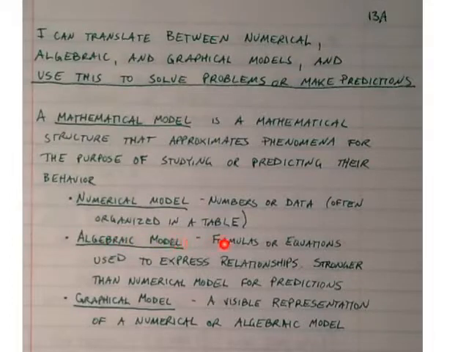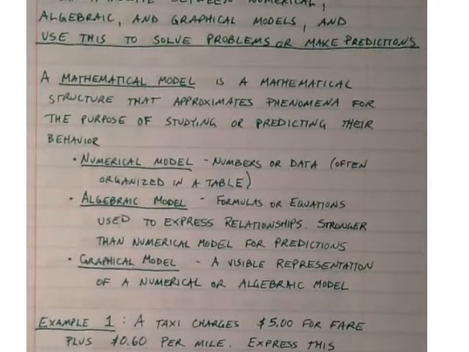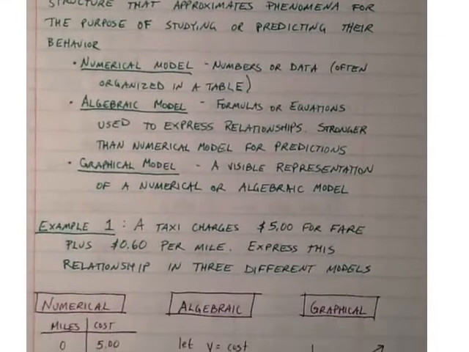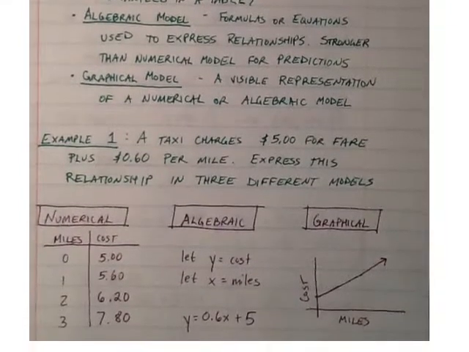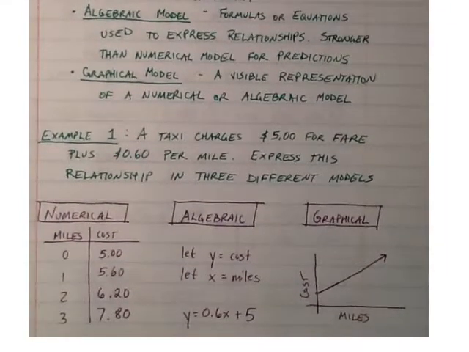An algebraic model is the formulas or equations that express relationships, and these are stronger than numerical models because they allow us to make predictions. You input a value and it spits out an output. And then finally we have a graphical model, which is a visible representation of your numerical or algebraic model. Oftentimes a graphical model is useful in the sense that it gives us a quick snapshot of what's really going on.